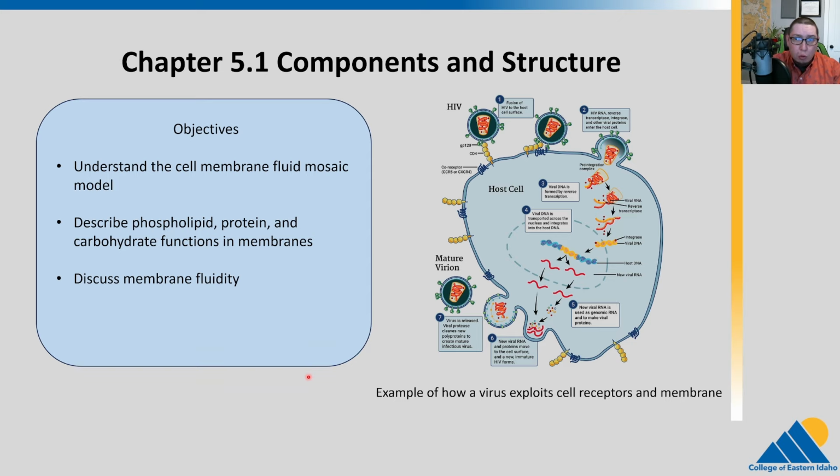So we'll talk about the fluid mosaic model, as we call it. We'll talk about phospholipids again, the proteins that are involved, and some carbohydrates, and then also talk about membrane fluidity. The membrane is not rigid. It can flow and move, and that's a really important feature of it. But let's start with an application here.